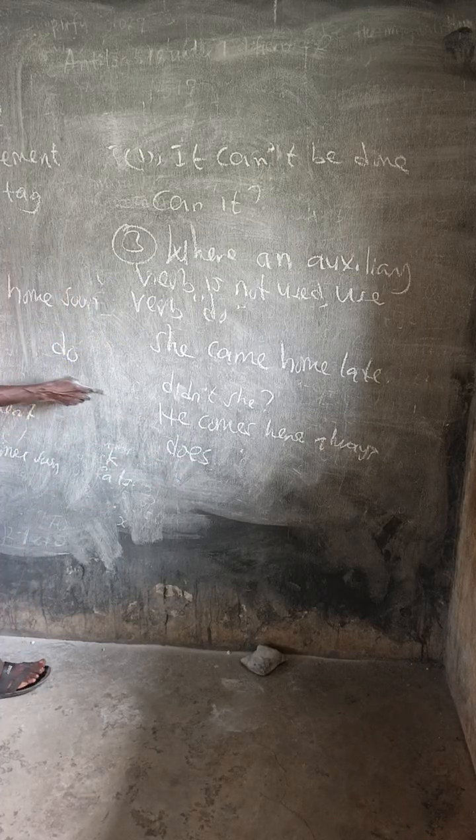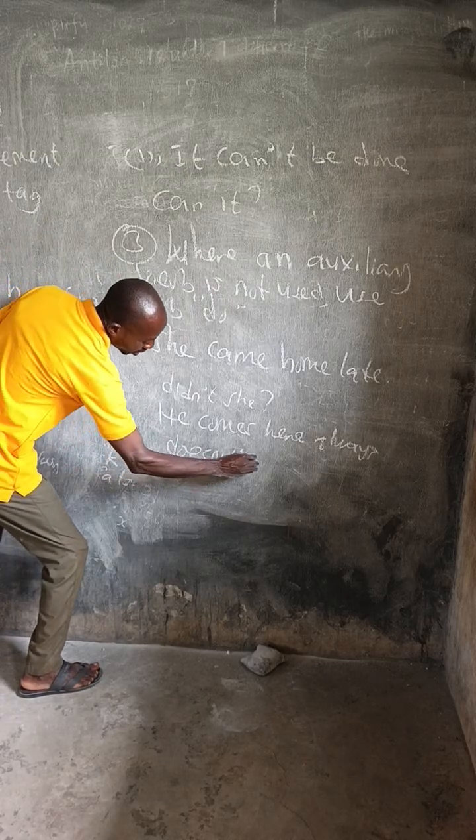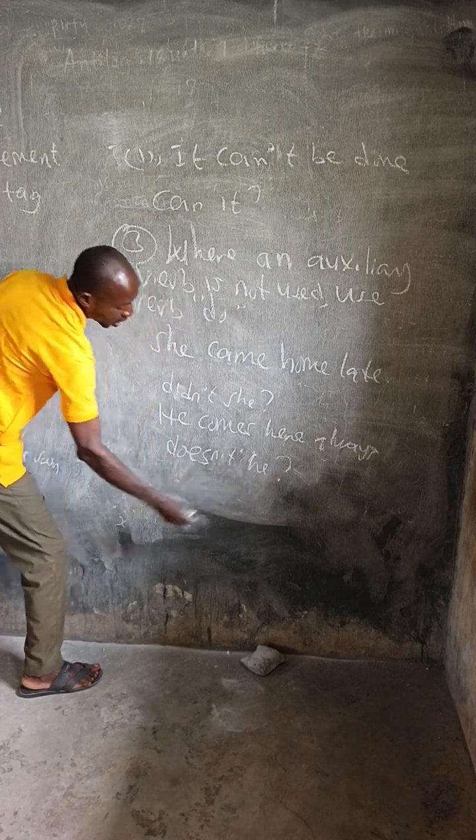It will be "does." Is it negative or positive? It is positive here. It will take negative to be "doesn't he." That's how you do it.